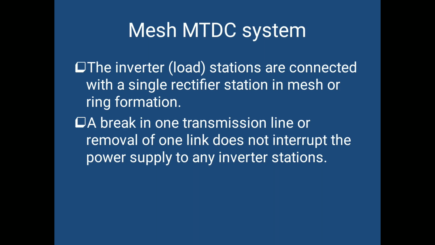Let us see about mesh MTDC systems. So in mesh or ring MTDC systems, the inverter stations are connected with a single rectifier station in mesh or ring formation, where a break in one transmission line or removal of one link does not interrupt the power supply to any inverter stations.